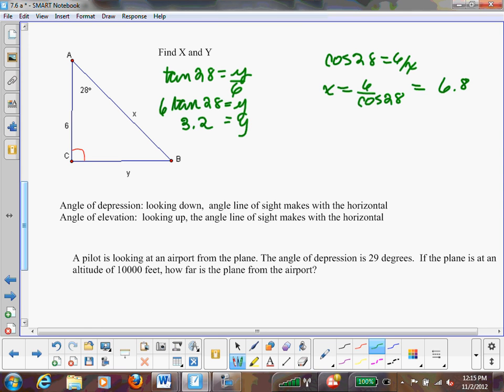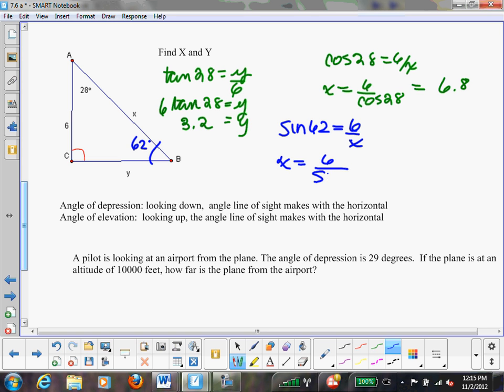You should have. Here's something that I want you to see. If this is 28 degrees, what's this? 62. Why do we know that that's 62? Because it has to equal 180. All right. So if I said the sine of 62 is equal to 6 over x, that means x would equal 6 divided by the sine of 62. Wouldn't you agree? And what would that give us?